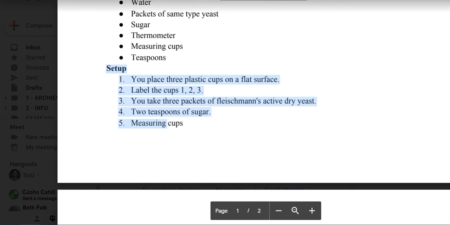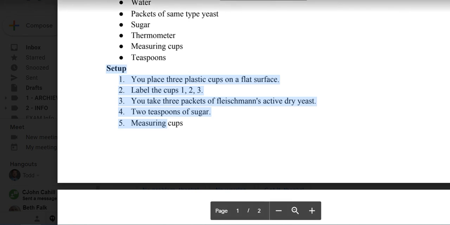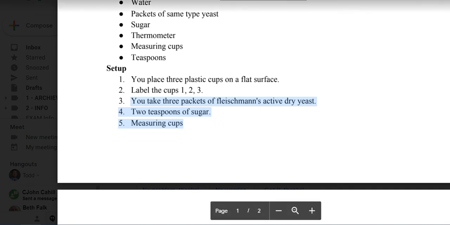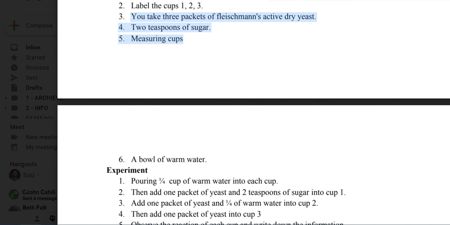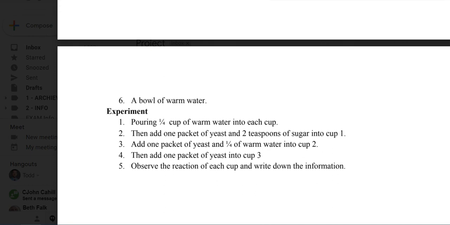Label the cups 1, 2, 3, take 3 packets of Fleischmann's yeast, 2 teaspoons. What am I doing with the 2 teaspoons of sugar though? You're not giving me an action verb on what I'm supposed to do with these, so just make sure you describe that, okay? So take 3 packets of Fleischmann's active dry yeast, 2 tablespoons of sugar, measuring cups, a bowl of warm water. Okay, pouring half a cup, again we're still using imperial units, of warm water into each cup, yeast into each cup, add a pack of yeast and a quarter of warm water into cup 2, 1 cup.